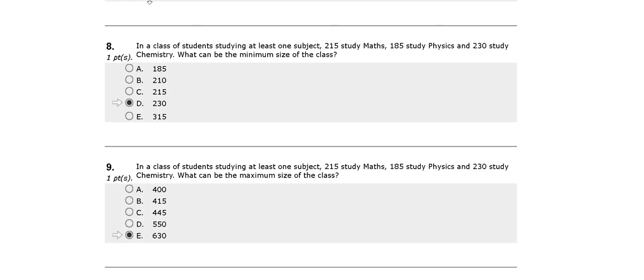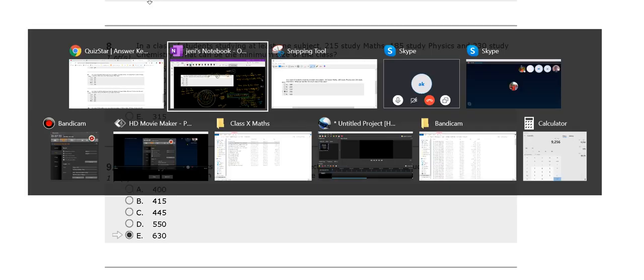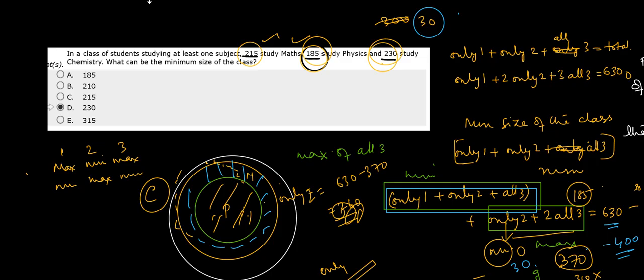Maximum size of the class. What is the maximum size? 630. Why? 630, if all three are distinct. Exactly. Everyone understood this? Yes, sir.